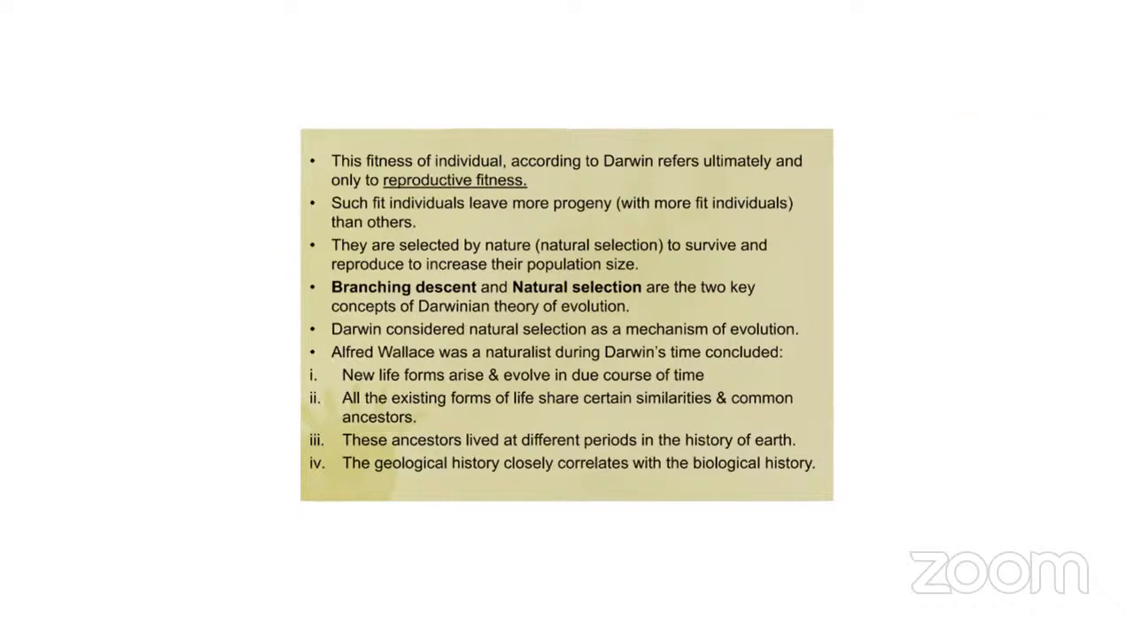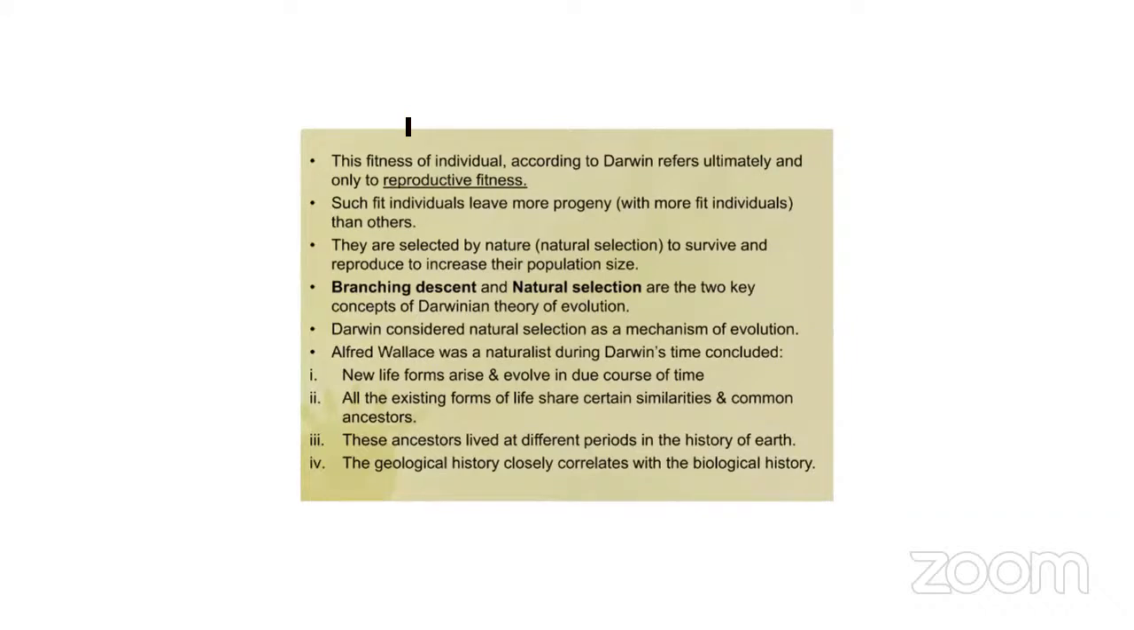The fitness of an individual, according to Darwin, refers ultimately and only to reproductive fitness. Such fit individuals leave more progeny with more fit individuals than others. They are selected by natural selection to survive and reproduce to increase their population size.